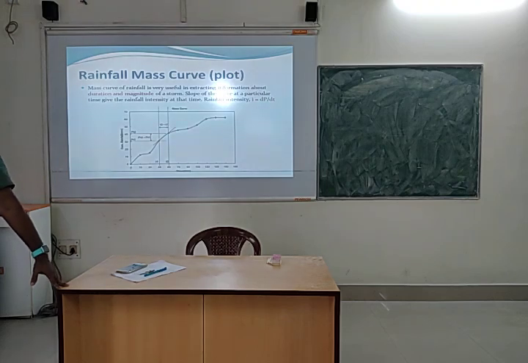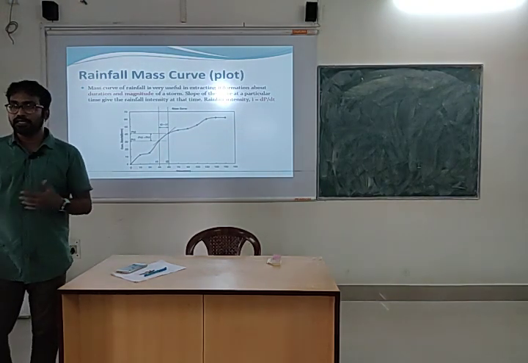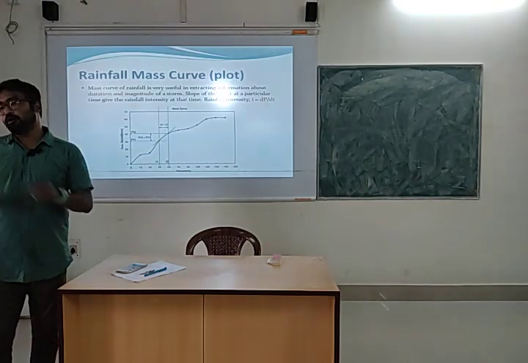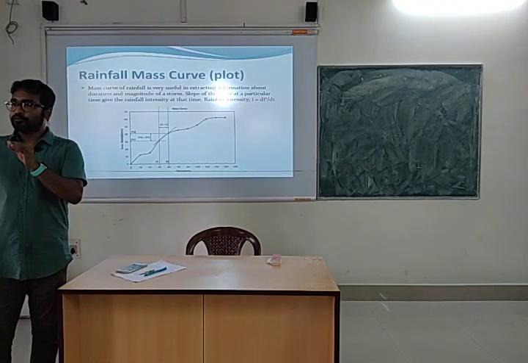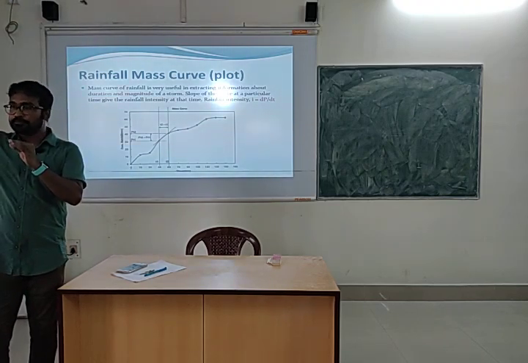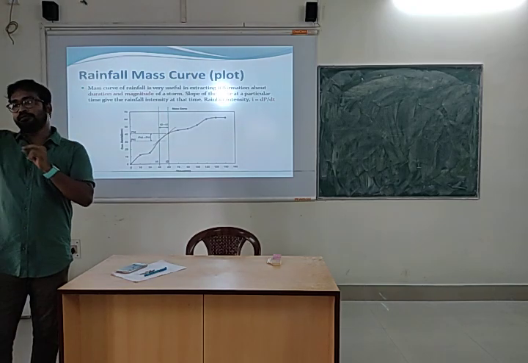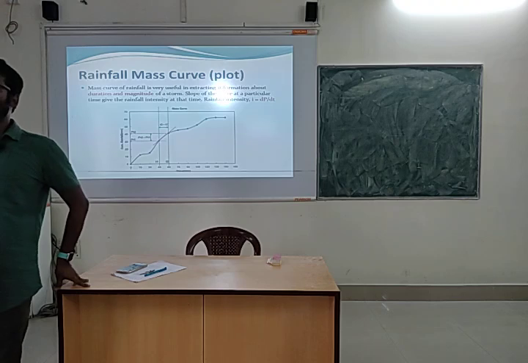Okay. So if you find the cumulative rainfall in a particular time period, suppose 10 minutes, then you plot with respect to time what the precipitation is in 10 minutes, in 20 minutes what is the total amount of precipitation, in 30 minutes what is the total amount. If you connect all the points with a smooth line, that will be called a mass curve.